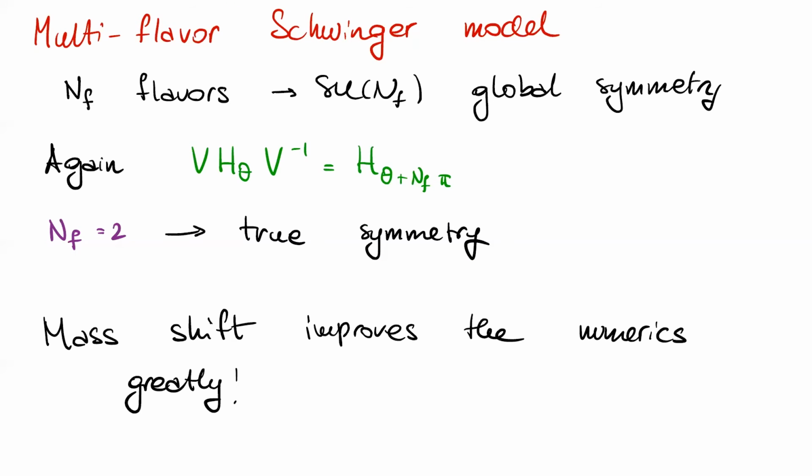Something else that I can do is generalize this model by taking, instead of one fermion, N_F fermions. And this is something that we're doing currently. Again, we have that the theta angle is shifted by N_F. So if I take N_F equal to 2, then it's a true symmetry. And we see that for the convergence of the numerics, you can still do the mass shift. You can see that the convergence of the numerics increases dramatically, maybe even more than before. So now we're considering this model using matrix product states and DMRG.